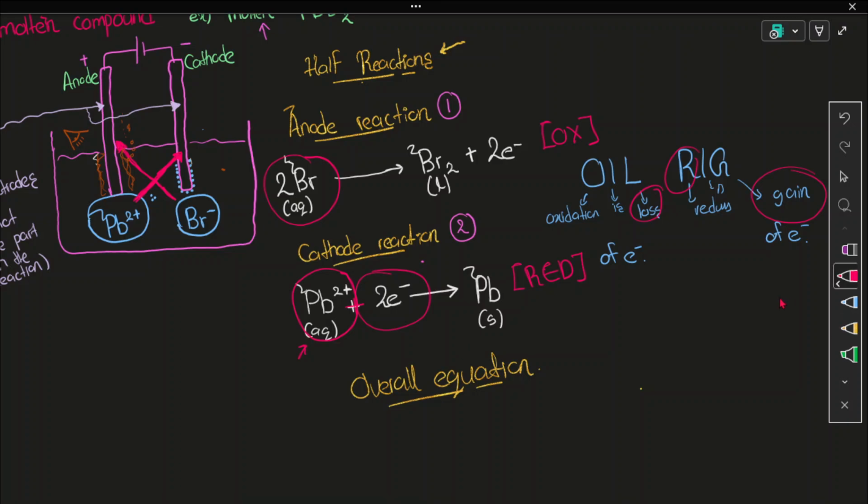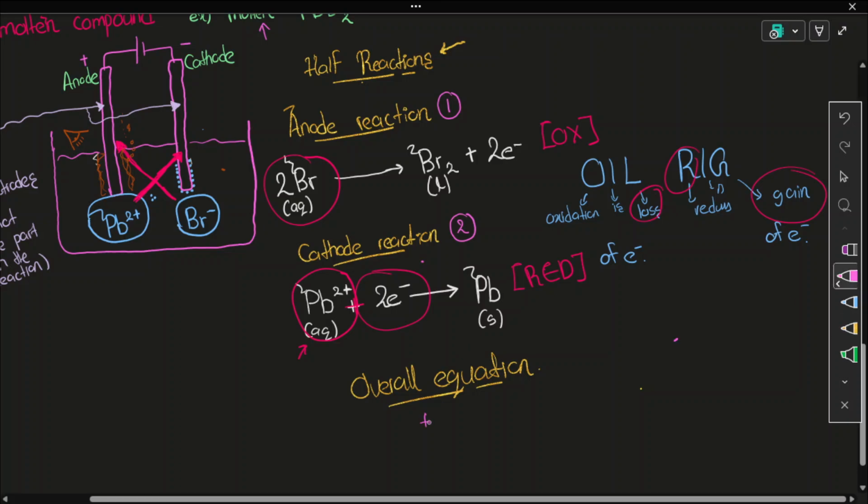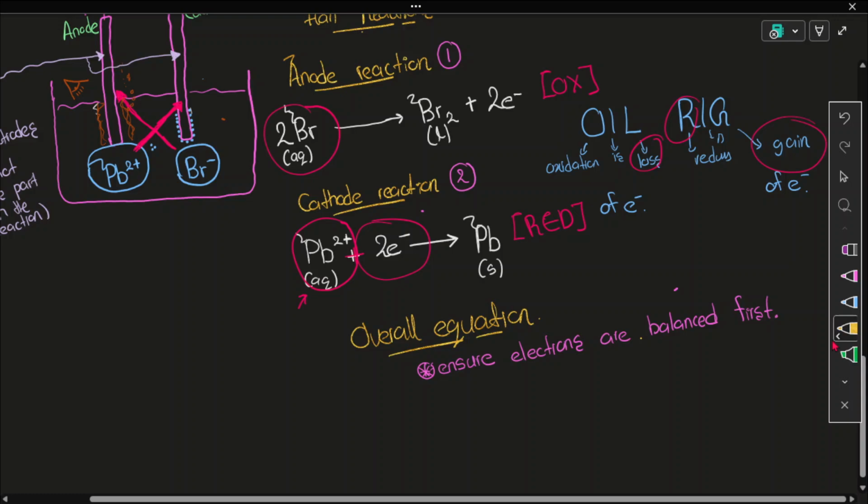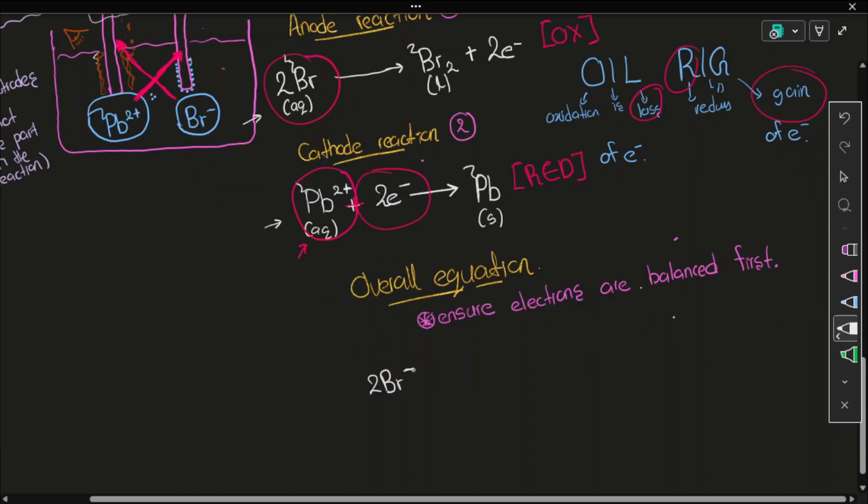Okay. The only thing you really have to remember when it comes to an overall equation is that you have to ensure electrons are balanced first. Ensure electrons are balanced first. What do I mean by that? So now I'm just going to take these two half equations back down. First one, second one. So 2Br minus.